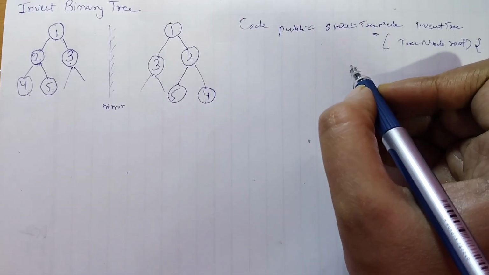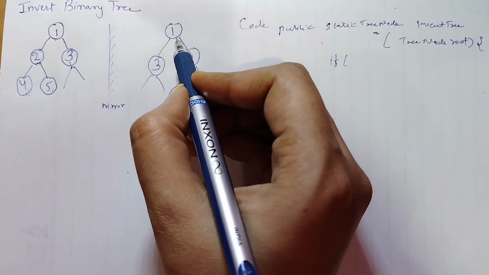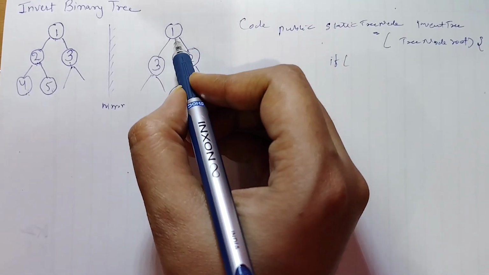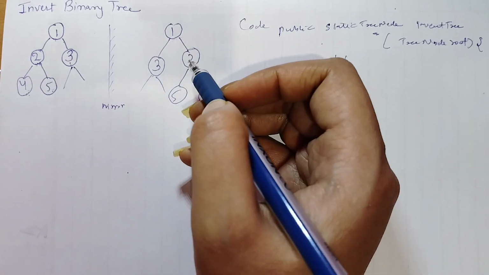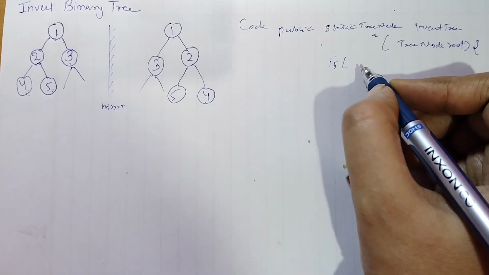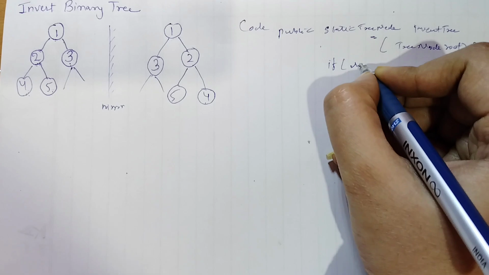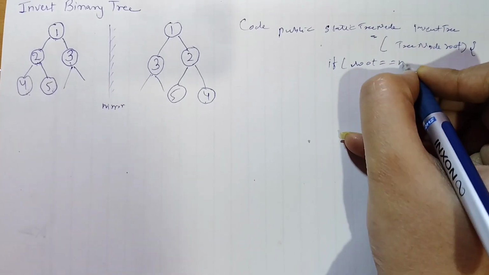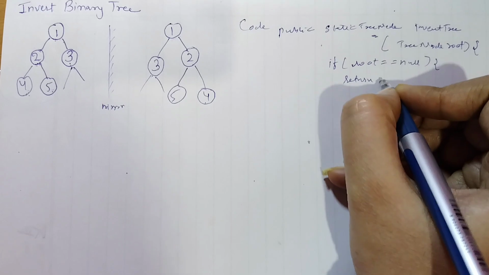Our first condition will be: if no root is present, what will we do? If no root is present, that means there is no binary tree. It's empty, we have no binary tree, so we can't do anything. So you can return null from here. For this we write: if root is equal to null, then return null.